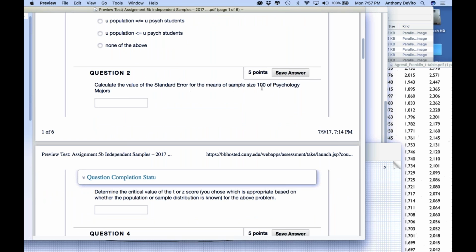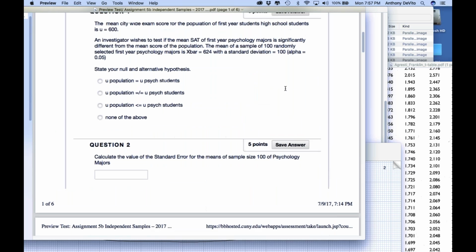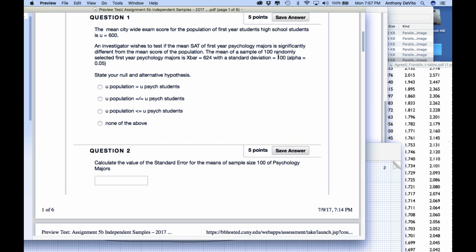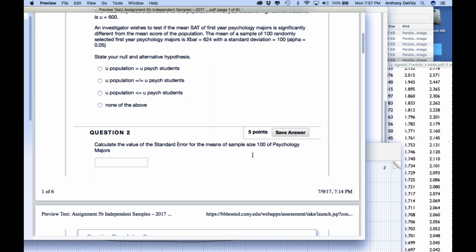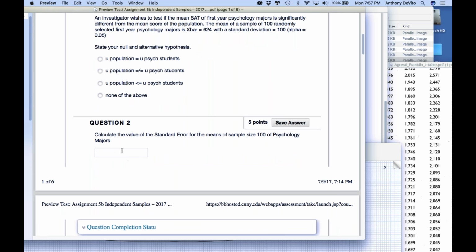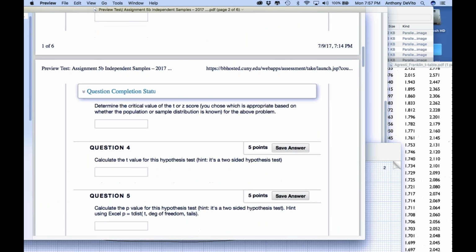Calculate the standard error for the means of sample size 100 for a psychology major. Well, what is our standard deviation for psychology major? Standard deviation was 100. Okay, and our sample size was 100. So our standard error is going to be 100 divided by the square root of 100, which is 10. So our standard error is going to be equal to 10. I think, is that right?